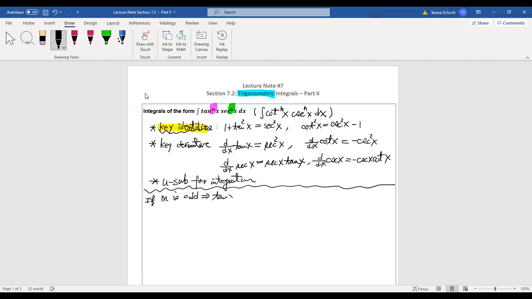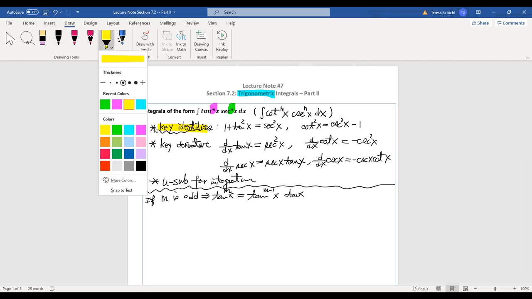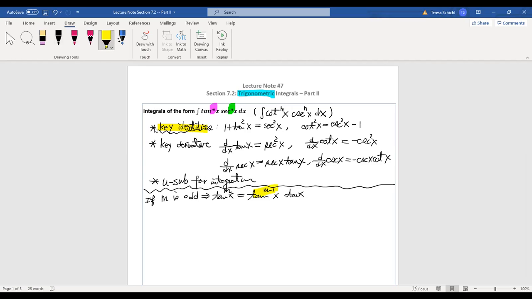So this is tangent^m x secant^n x. Because m is odd, you want to factor out one tangent, just like we did with sine and cosine. So this is the tangent to the m-1 power times the tangent x here. The reason you want to do that is that the remaining power will be even.